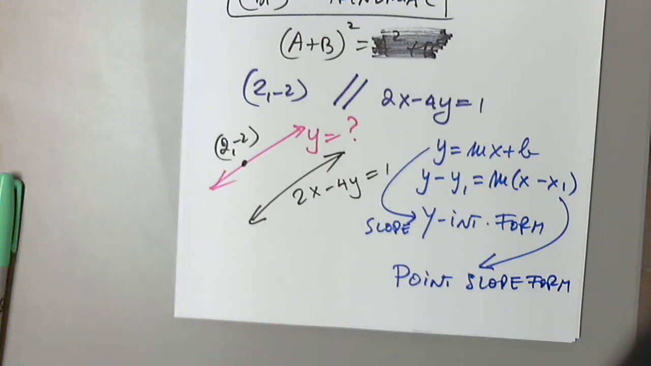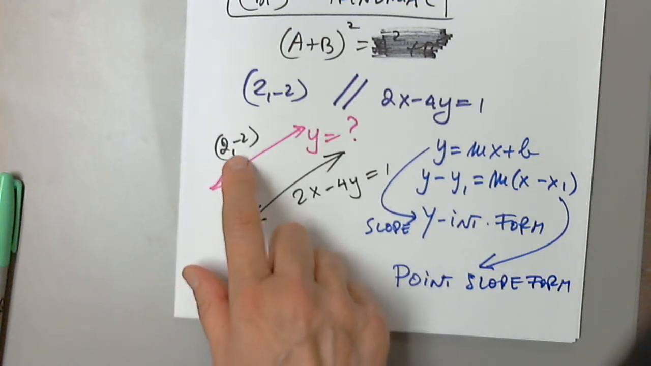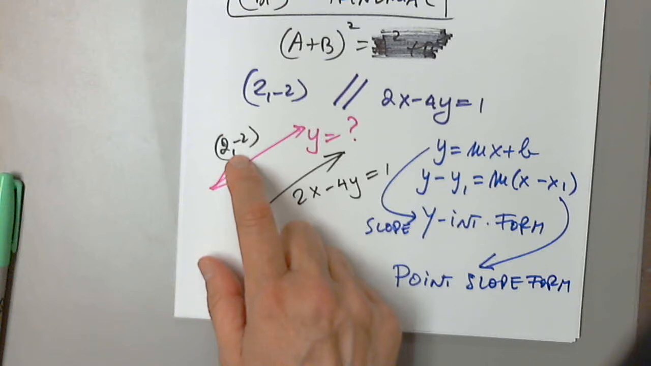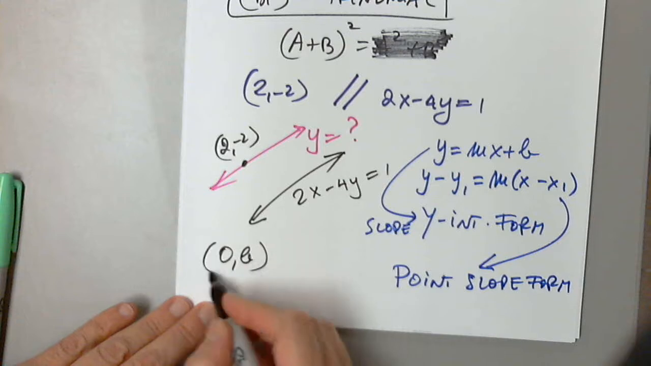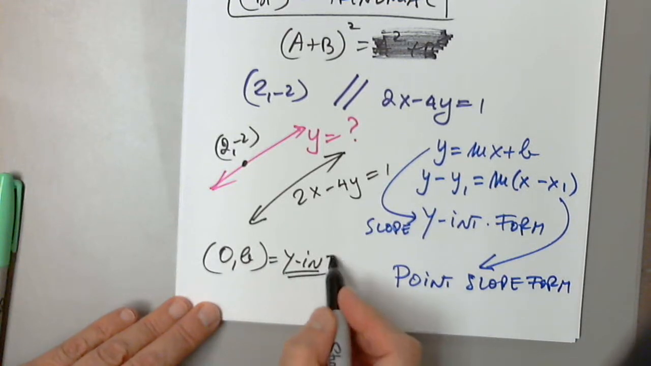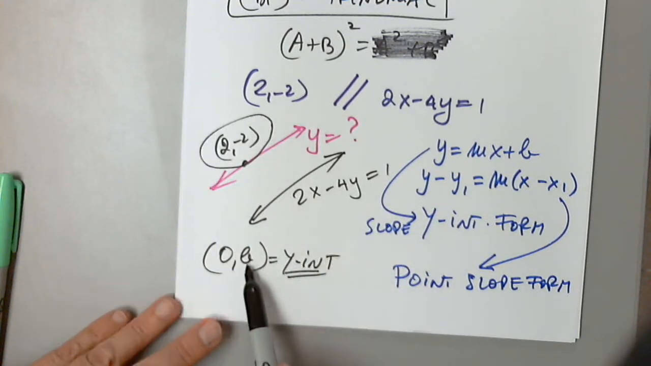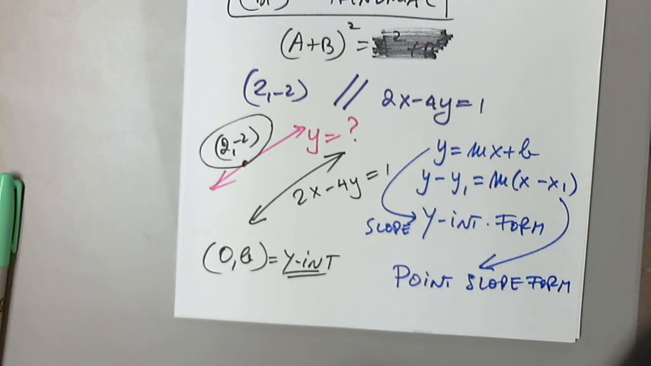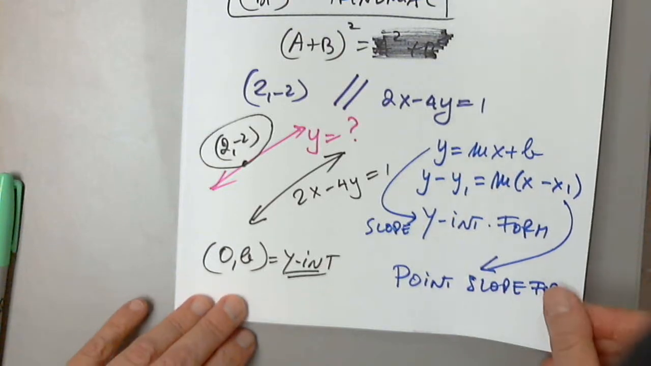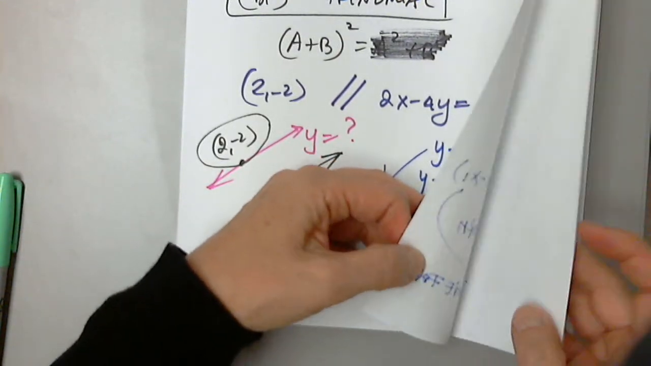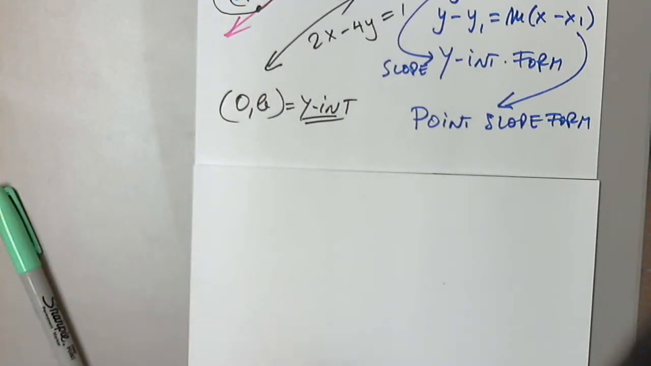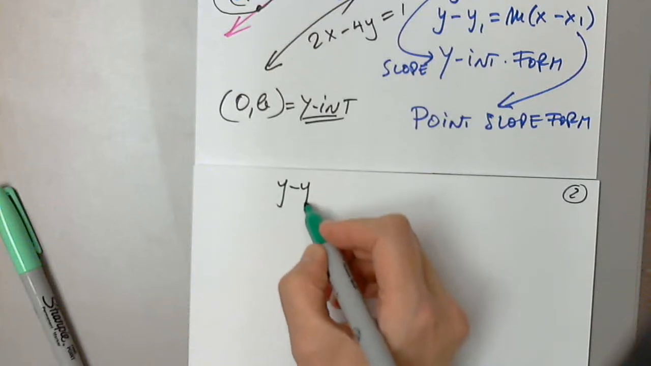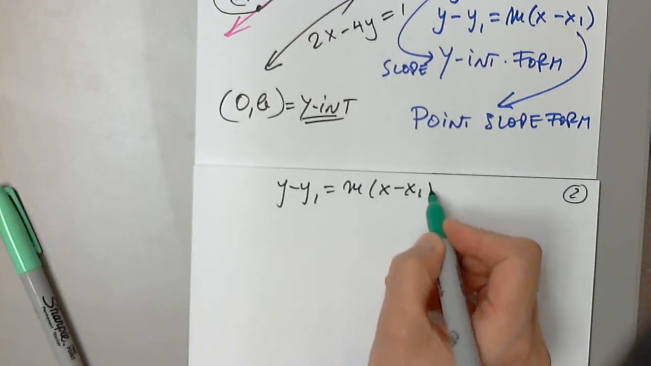Point-slope form. Do we have the y-intercept? Is this the y-intercept? No. The y-intercept will be (0, a number). (0, b) is the y-intercept. But we don't have that. So we will not use y equals mx plus b. We will use y minus y1 equals the slope times (x minus x1).